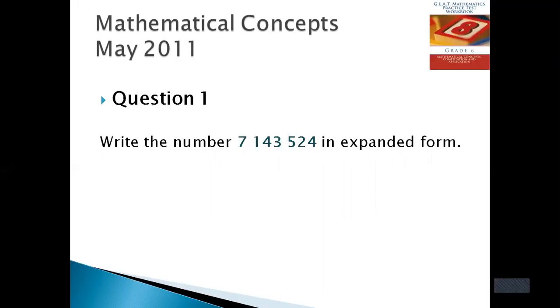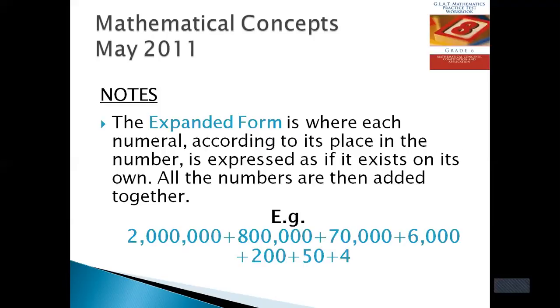That discussion is from Numbers and Number Sense, and it tells us the different forms that a number can exist in, and expanded form is one of them. So let's see what expanded form is here. It says, the expanded form of a number is where each numeral or each digit, according to its place in the number, is expressed as if it exists on its own, and then all of the numbers are added together.